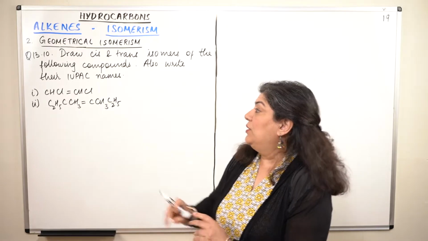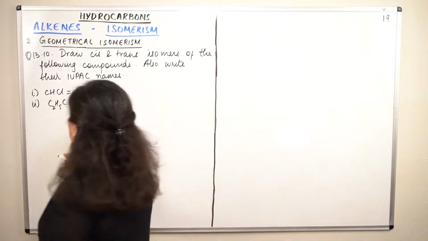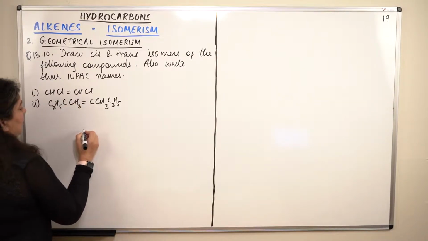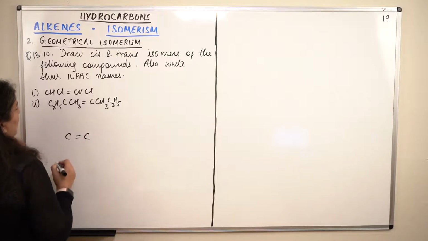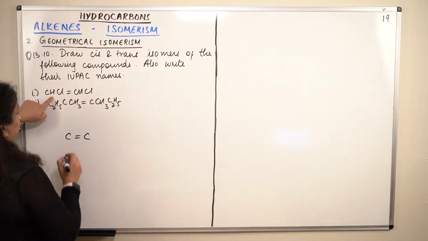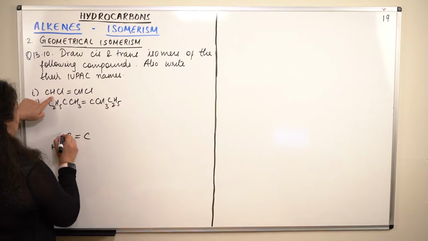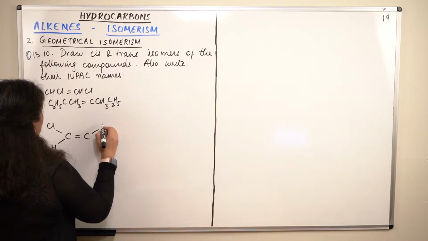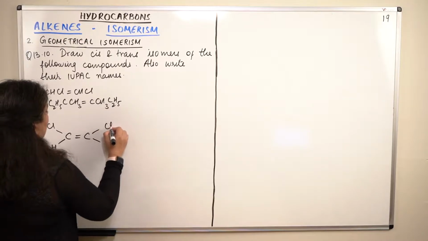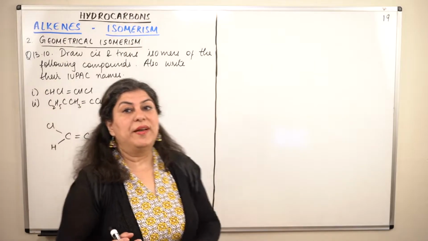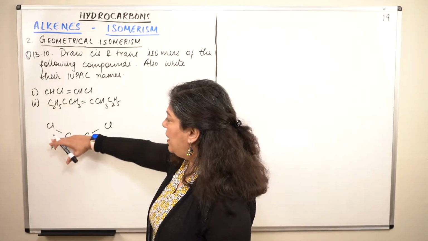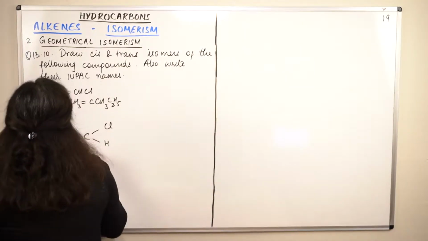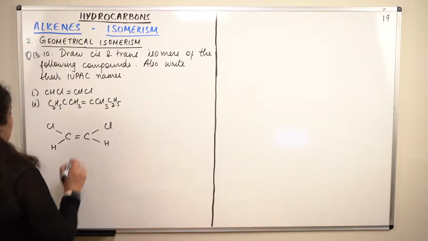So, the first one is CHCl, CHCl. So, let's write the carbons that have the double bond. Carbon, carbon double bond. With this carbon, you have one hydrogen and the other one is a chlorine. And with this also, you have a hydrogen and a chlorine. So this becomes clear. You can easily write the cis and trans. This is the cis isomer because both the chlorines are falling on one side and both the hydrogens are falling on the other side.